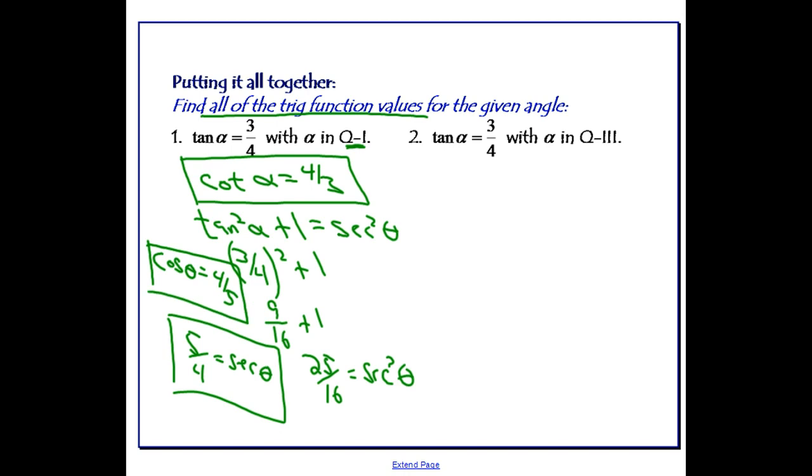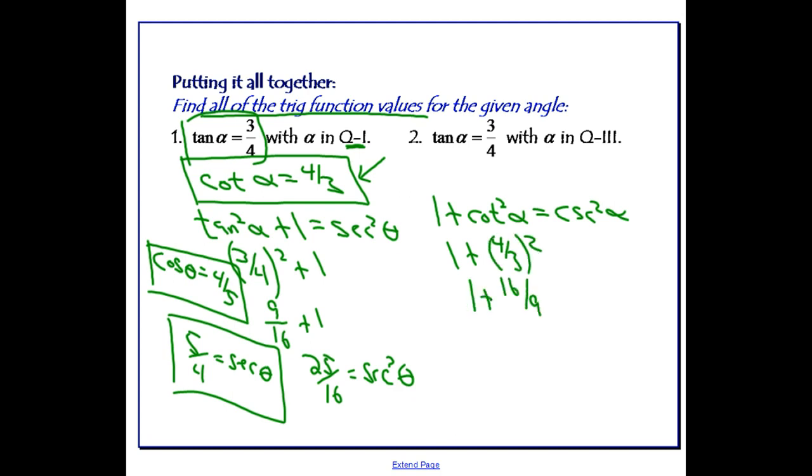3. 2 more to go, because we have our 4th right here. They gave us the tangent to begin with. And maybe I'll use one more Pythagorean identity. I'll go 1 plus the cotangent squared equals the cosecant squared. And I look back and I realize, sure enough, I have the cotangent. It's right here, 4/3. So 1 plus 4/3 squared is 1 plus 16/9. I add that up, and it looks like 1 and 16/9. If I make that improper, I get 25/9 equals a cosecant squared.